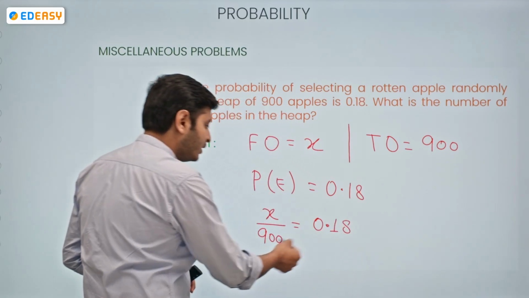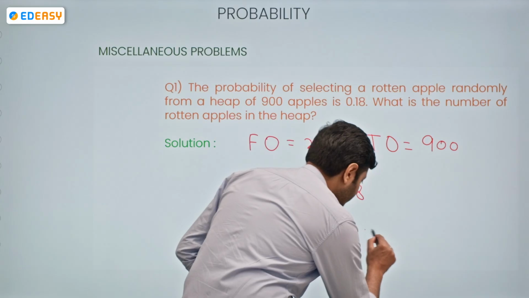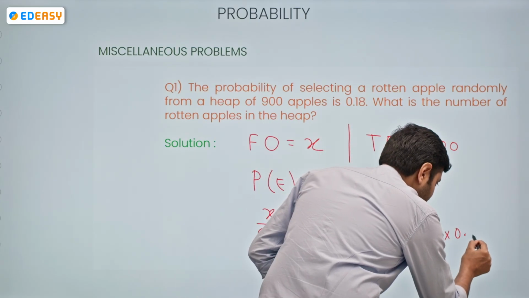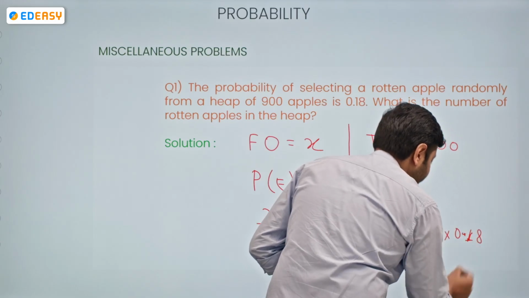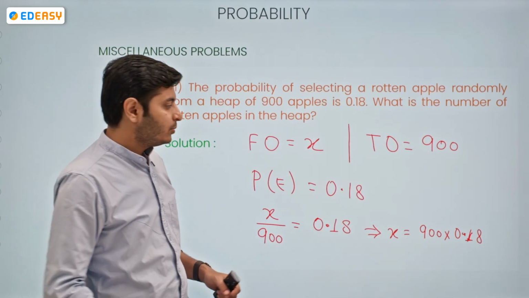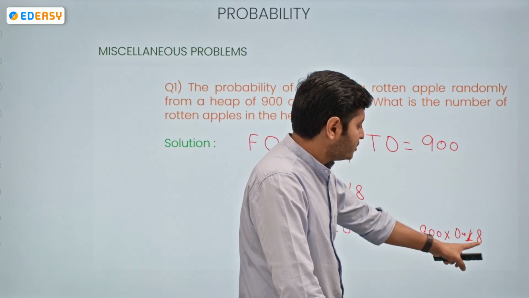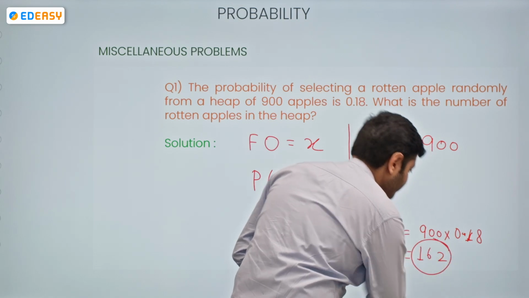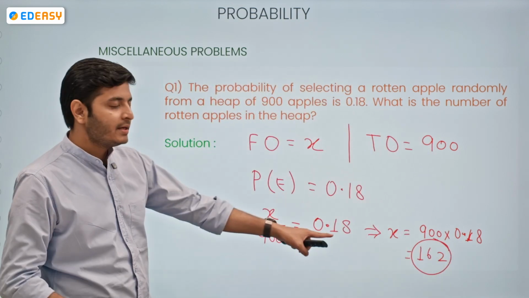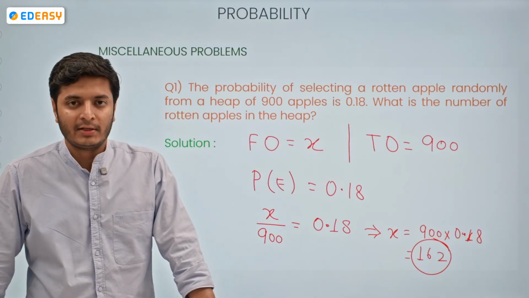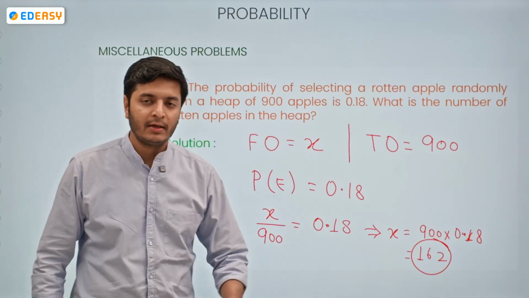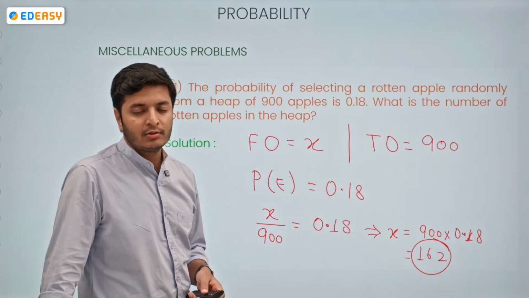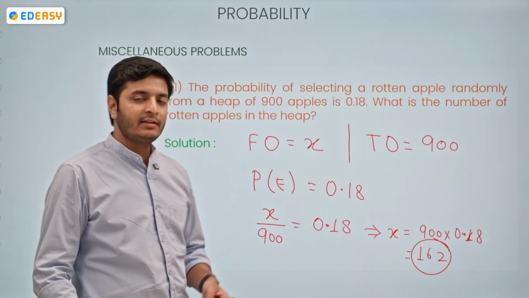I'm gonna transpose 900 to the right hand side. So we are gonna end up with x is equal to 900 into 0.18. So 900 into 0.18 is gonna give us 162. So there are 162 rotten apples in that heap. So this is how you can find the total number of rotten apples if it is missing but the probability is given. You are applying the same formula, you are just finding a different value now.